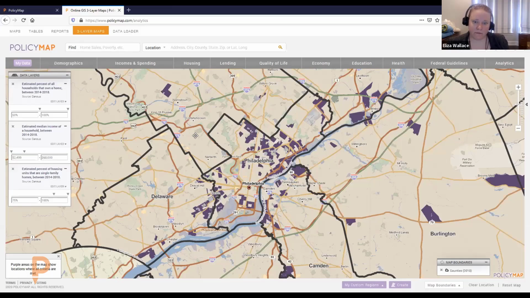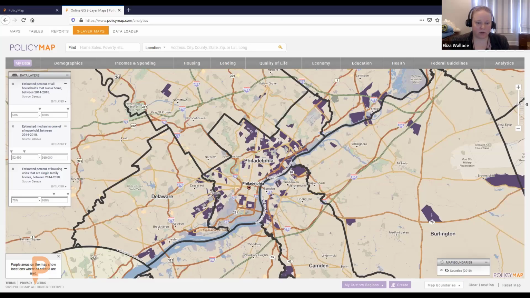Yeah, so that's an example of a 3-layer map. You can imagine that you could use this to find areas that are in the most need of services. So places that have, say, high rates of housing insecurity, low incomes. If you have a particular program in mind that has a group you're trying to target, say Spanish-speaking population in an area that has lots of older people, that's a great way to use the 3-layer maps.